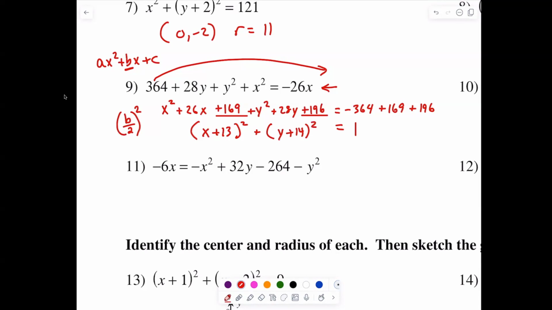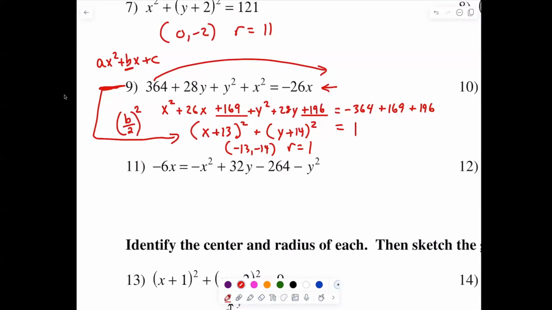So again, all I'm teaching you is how to go from this form into the standard form. And now you can tell me that the center is what? And the radius is equal to what? I told you, very easy, very easy.